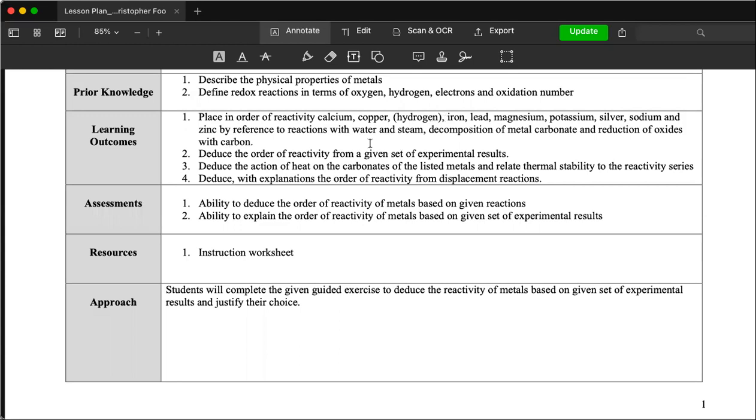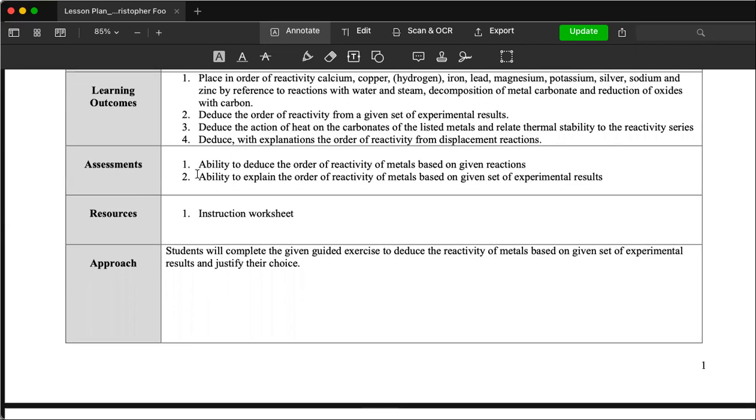They are expected to be able to deduce the order of reactivity from a given set of experimental results, deduce the action of heat on the carbonates of the listed metals, and relate thermal stability to the reactivity series of metals. And lastly, they will be able to deduce with explanations the order of reactivity from displacement reactions.